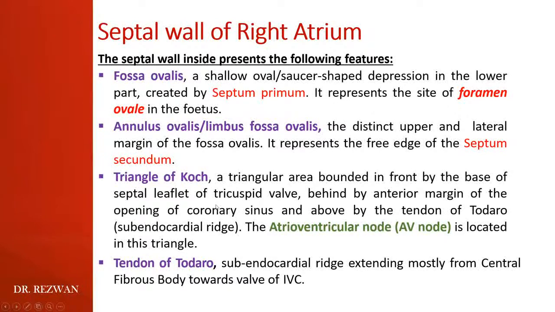Then another structure present at the septal wall is called the triangle of Koch, a triangular area bounded in front by the base of the septal leaflet of the tricuspid valve, behind by the anterior margin of the opening of the coronary sinus, and above by the tendon of Todaro, which is the subendocardial ridge. This triangle is important because it contains the atrioventricular node or AV node. The tendon of Todaro is actually a subendocardial ridge or elevation extending mostly from the central fibrous body towards the valve of the inferior vena cava.